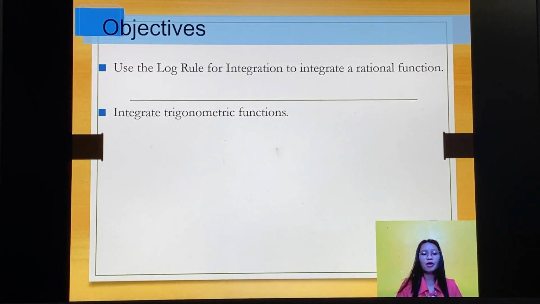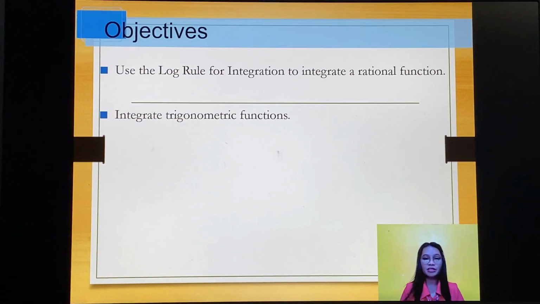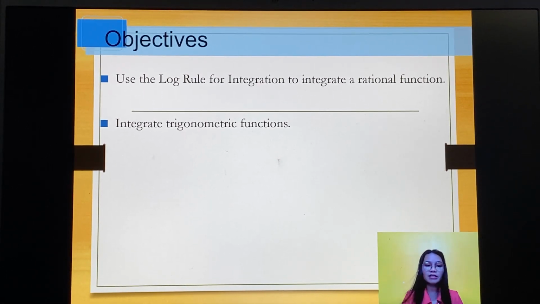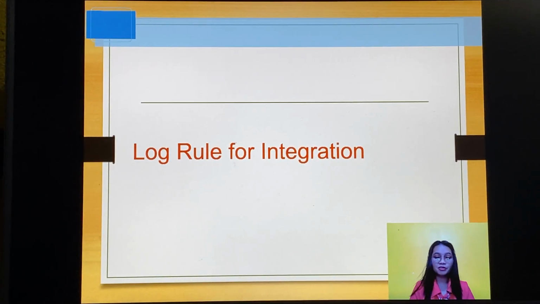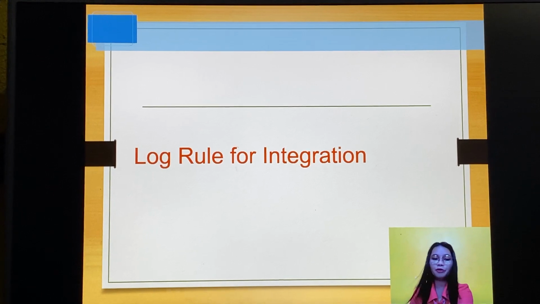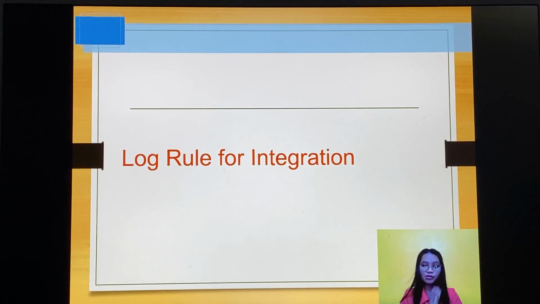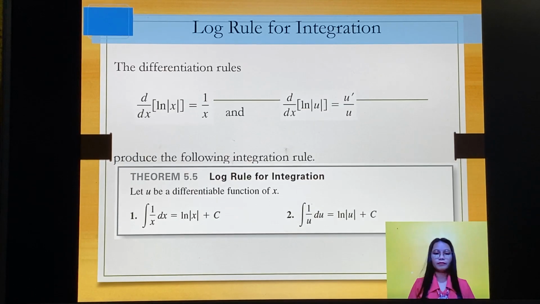The first objective is that we will be able to use the log rule for integration to integrate a rational function, and the other one is we will integrate trigonometric functions. So we have different rules to follow, or we have the log rule for integration that we will be able to use to find the integration of the following logarithmic functions.